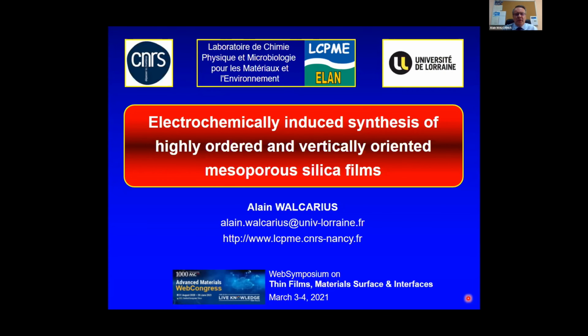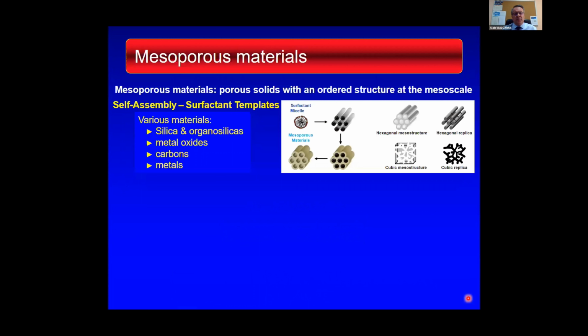How electrochemistry is likely to produce some ordered mesoporous silica films with a preferential vertical orientation of mesopore channels. Actually, the ordered mesoporous materials were discovered in 1992 by researchers of the Mobil Oil Corporation.